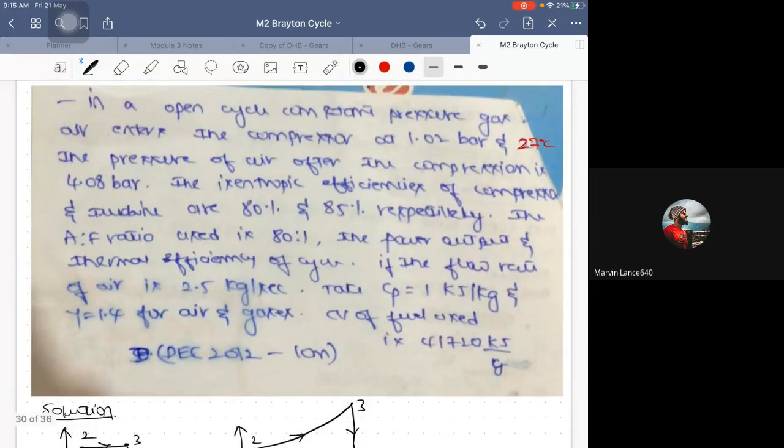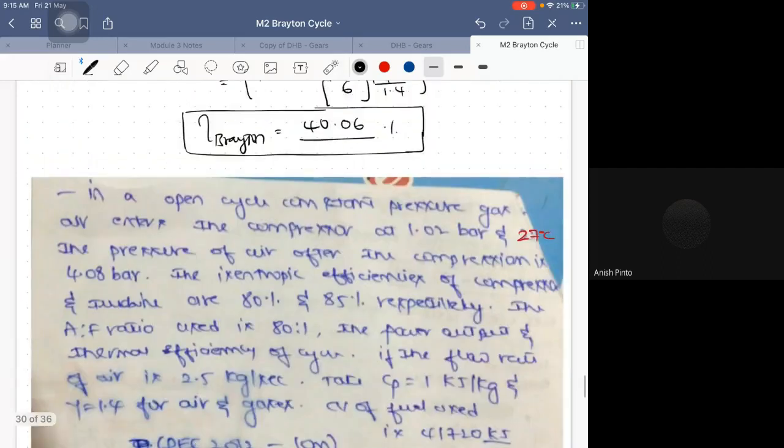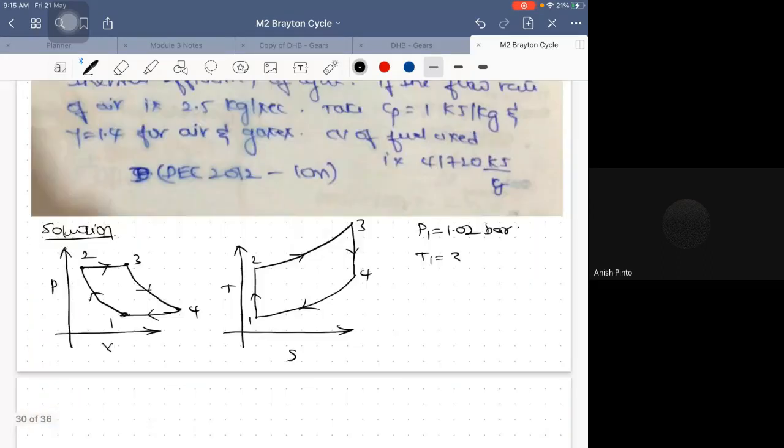What else is given in this problem? Air enters the compressor at 1.02 bar and 27 degrees Celsius. So what are these parameters? P1 is equal to 1.02 bar. Next, T1 is equal to how much? 27 degrees Celsius, again the same thing, it is 300 Kelvin. Very good.